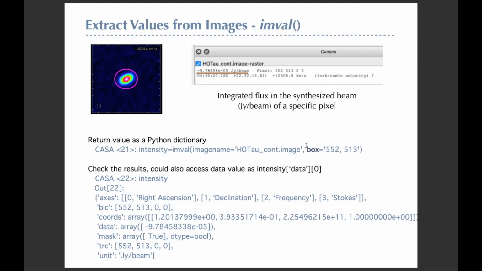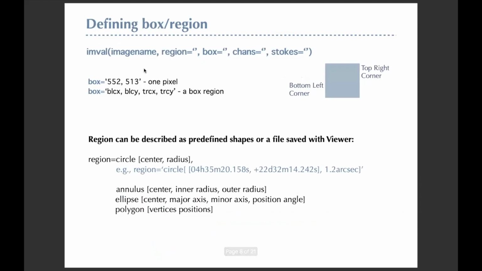In this case, we can specify the pixel location with the box parameter. A Python dictionary will be returned, and we can access any information as needed. So this is only for extracting data in one pixel. What if I'm interested in the data in a larger area? How can I do it? We then need to set the region parameter in imview.